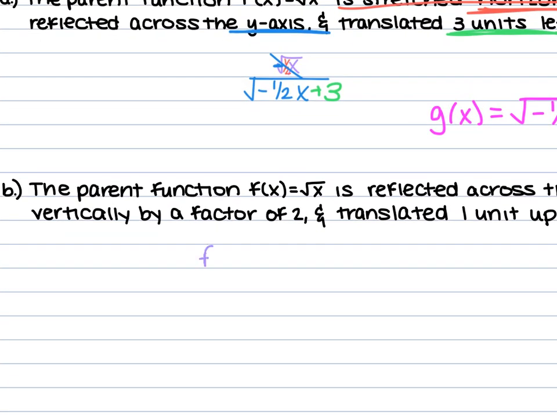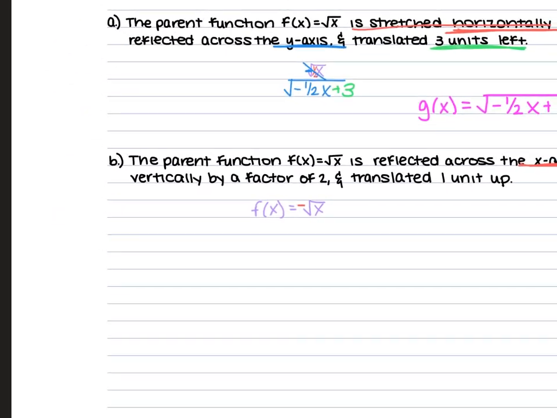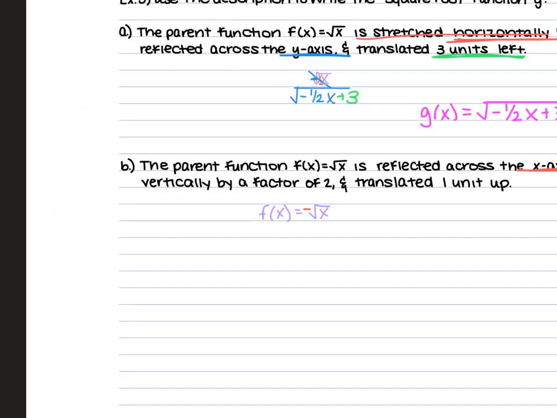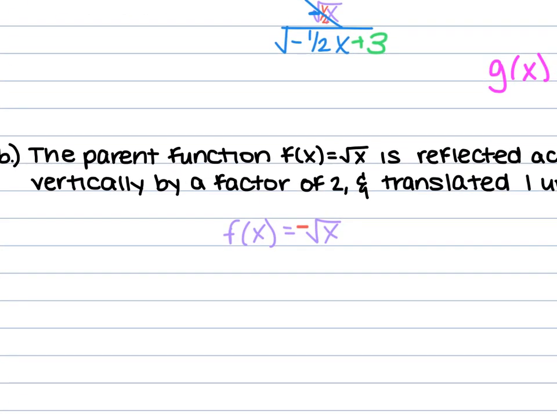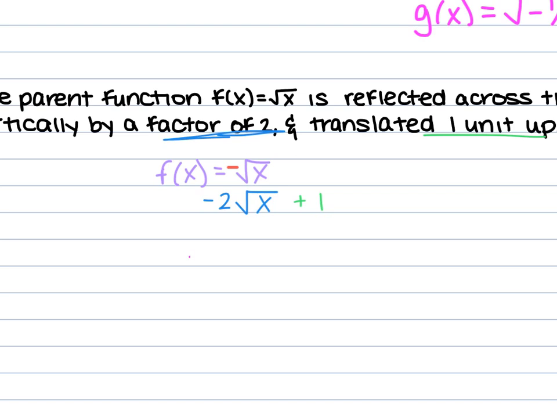If we look at b, we have the parent function of f of x is equal to the square root of x. So we're going to start with f of x is equal to the square root of x. It is reflected across the x-axis. So x-axis is up and down, reflecting across it, so it's going to go in front of the square root. Then we're stretching vertically. Vertical is up and down. It's going to go in front by a factor of 2. Keep the 2 a 2. So that's going to be negative 2 times the square root of x. And then we are translating 1 unit up. So that means we are going up 1 unit. It's going to be on the outside, it's going to be plus 1. So g of x is equal to negative 2 times the square root of x plus 1.